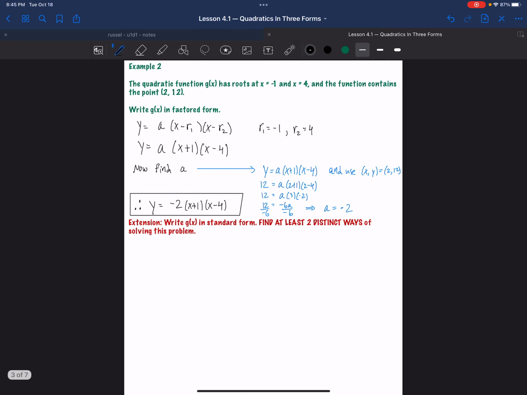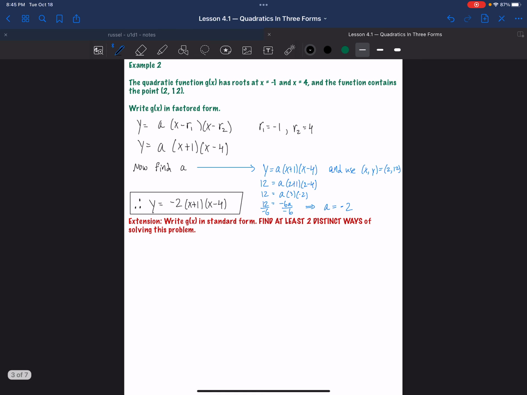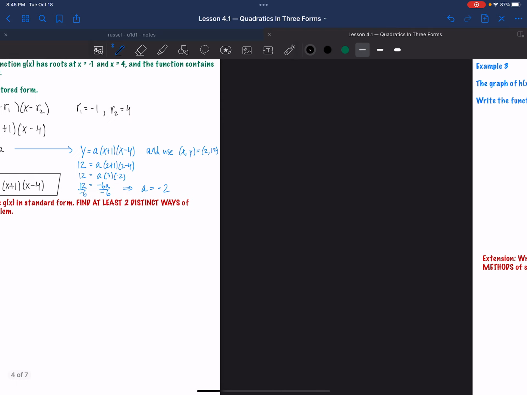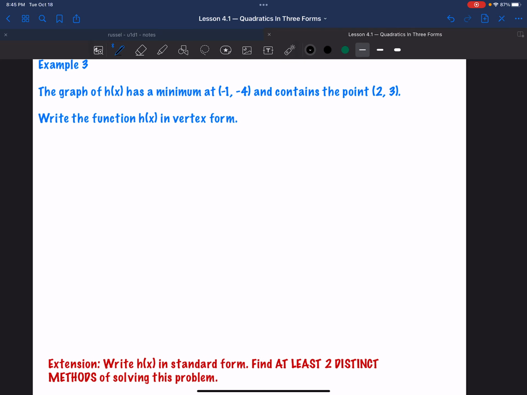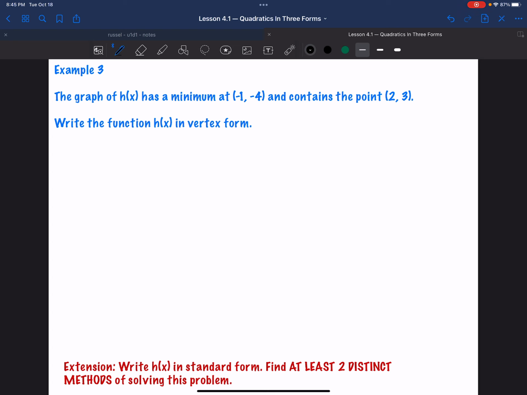Okay, so I'm going to kind of click pause on that, okay? We are going to come back to that in this video, but I think I'll come back to it at the end, okay? Because it's going to take a minute to discuss, and I just want to hit vertex form real quick. So there it is in factored form. Let's go now to example 3.